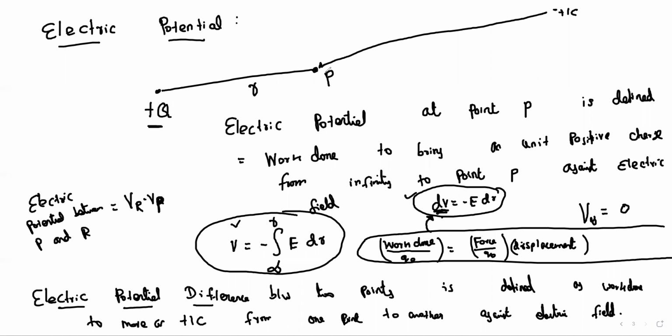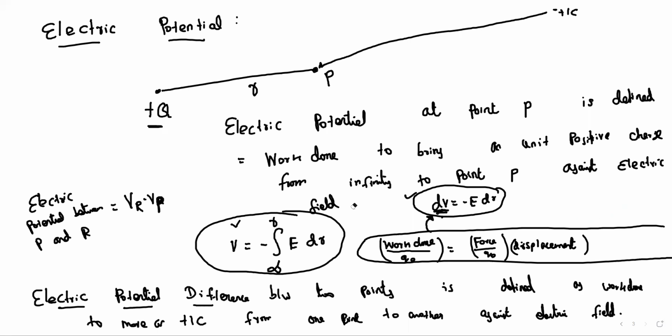Outside means we can keep it at infinite distance. So the work done to bring a unit positive charge from infinity to point P against the electric field. That's the important thing, against the electric field. So dV is equal to minus E dr. If we decode this formula, dV is work done per unit positive charge. Work done is force into displacement, so work done per unit positive charge means force per unit positive charge into displacement.